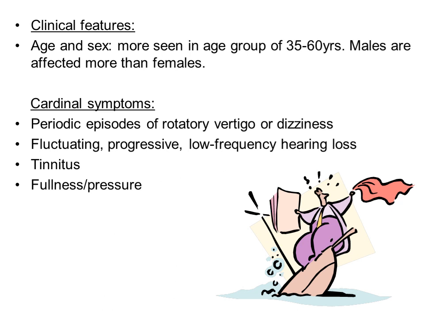Okay, and now to the clinical features. It's seen mainly in the age group of 35 to 60 years. Males are more commonly affected than females. The cardinal symptoms include, as I said, a triad of episodic vertigo, that is periodic episodic rotatory vertigo or dizziness, fluctuating progressive low frequency hearing loss, tinnitus, and to a certain extent you can get fullness in the ear.